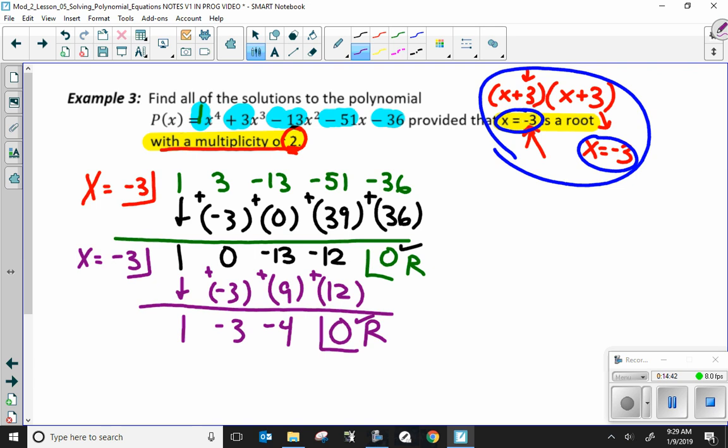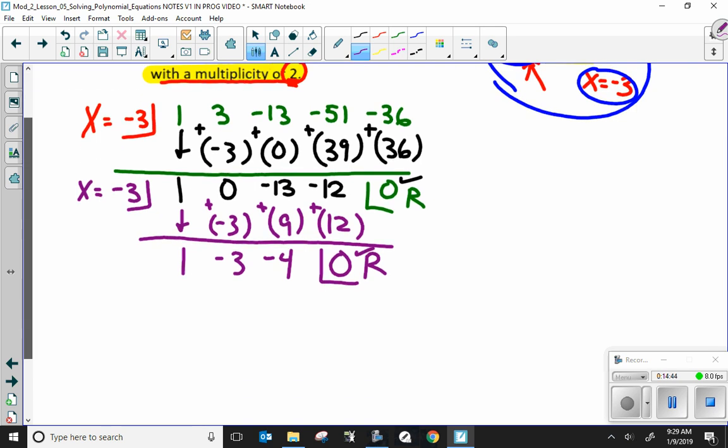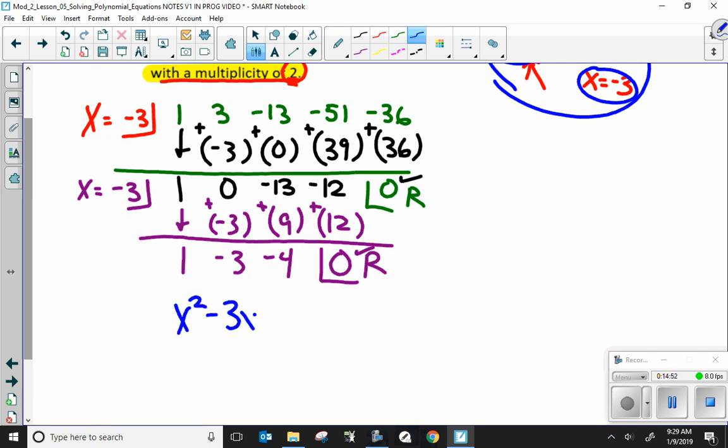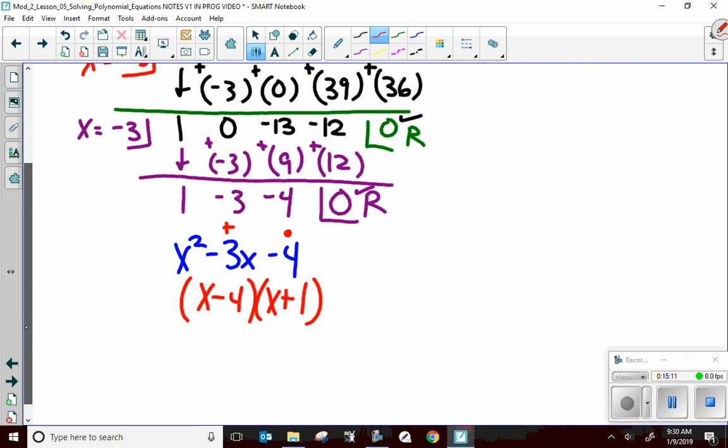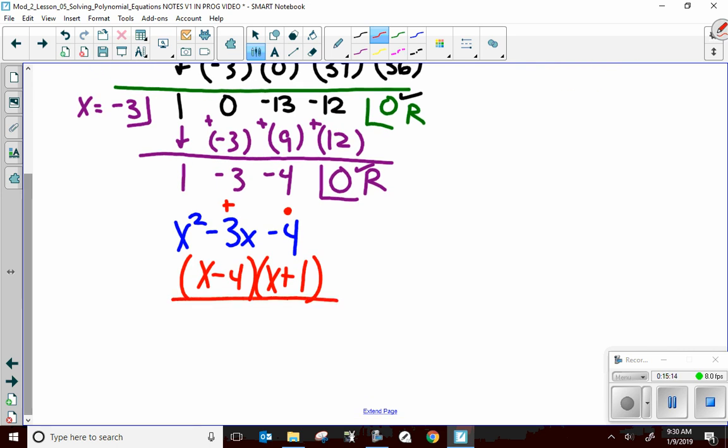Now let's take a look at what we have left. I'm writing in blue, but you can write this. I have 1x squared minus 3x's minus 4. This is very factorable. In fact, we just did this in slip and slide in the previous problem. Two numbers that multiply to negative 4, that add to negative 3: it's x minus 4 times x plus 1. They're not asking me for a factored form. They're asking me for all the solutions. This solution would be x equals 4. This solution would be x equals negative 1.